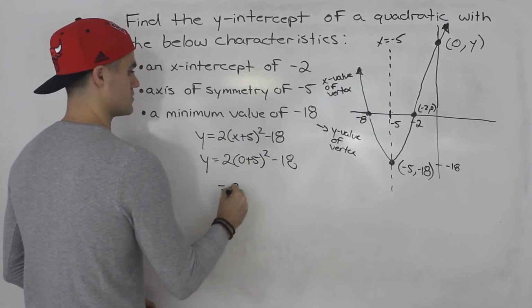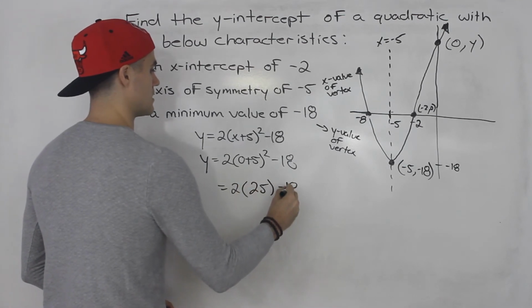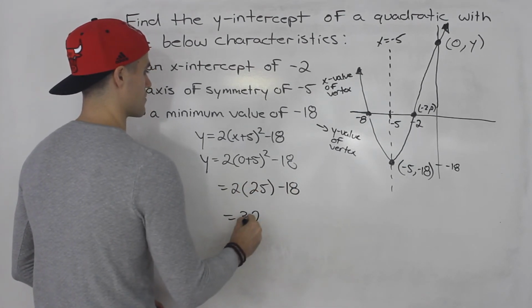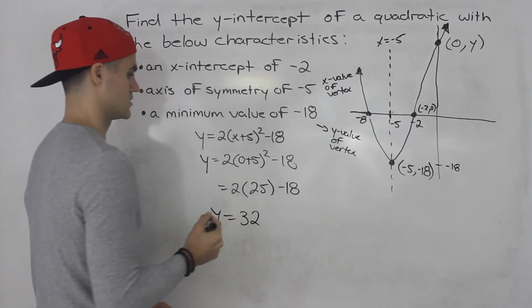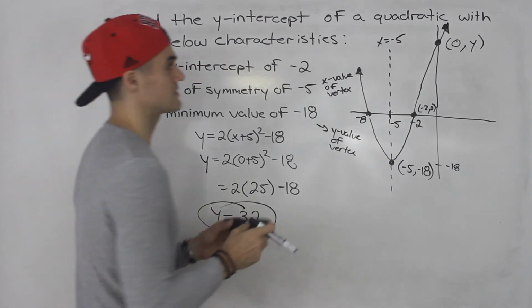So this would be 2 times 5 squared, which is 25, minus 18. That gives us 32. So the y-intercept is 32. That's the answer.